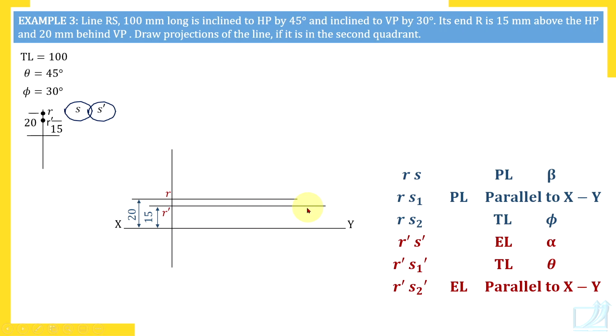S2 dash. Through R, a horizontal line. Which other point on this line? S1. Check here. RS1 is horizontal always. So this is how you try to print on your brain.